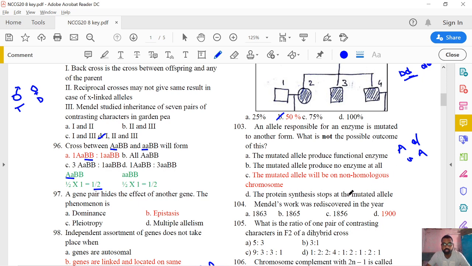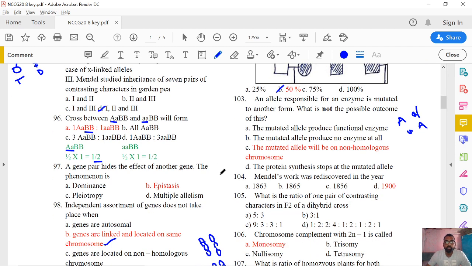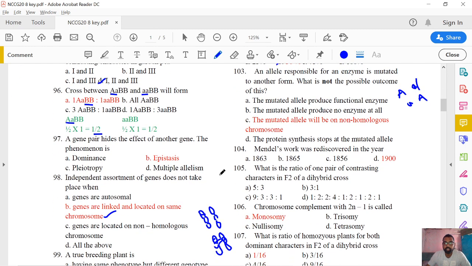The protein synthesis stops at a particular mutated allele. Yes, if this particular mutation is leading to a stop codon, the protein synthesis may stop in that region. So that is also possible. So C is not possible. Mendel's work was rediscovered in the year, so it is 1900.